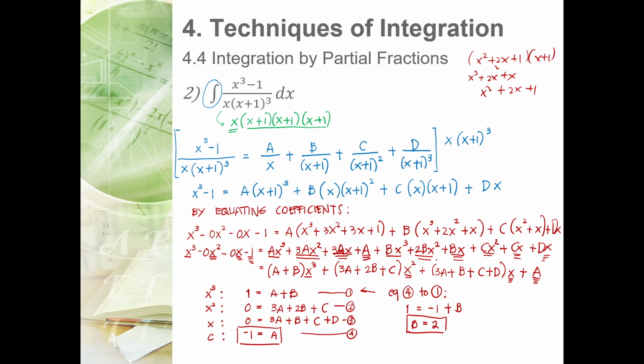So next is using equation 2. So that will be 0 is equal to 3 times negative 1 plus 2 times 2 plus c. So c is equal to 4 minus 3, that's 1. Then we have 1 for your c.